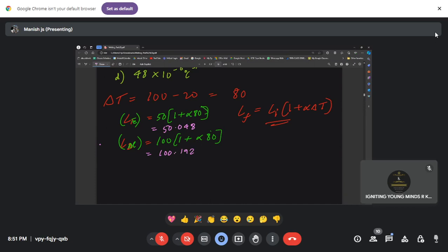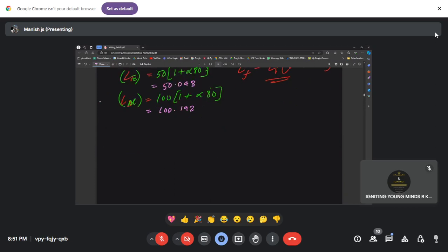So now, once you have both the values, what is going to be the total length of the system at 20 degrees Celsius? You tell me. How will we find out? From the question itself you can find out. Total length at 20 degrees Celsius, at the initial temperature, is directly 50 plus 100, right? How much is that? 150 directly. So 150 meters. But what is the total length at the final temperature?